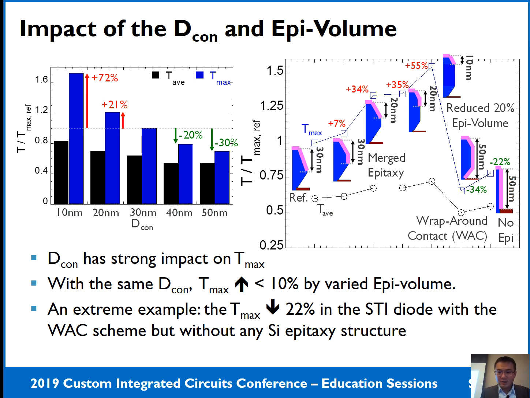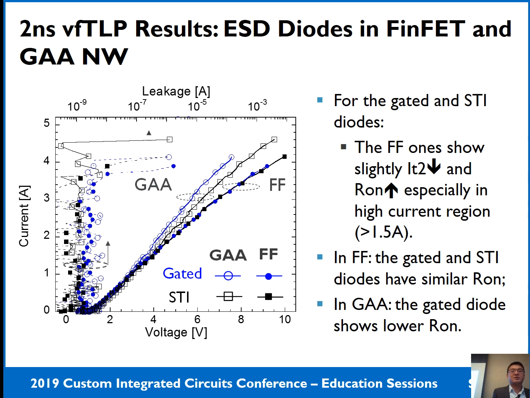Then let's quickly look at the 2 nanosecond very fast TLP result, also comparing the FinFET ESD diode and the gate-all-around ESD diode. Again, the FinFET one always shows a lower IT2 and higher RON, especially in the high current region. In FinFET we can also see that the gate diode and STI diode have a similar RON, but in the gate-all-around we can see the gate diode has a lower RON.